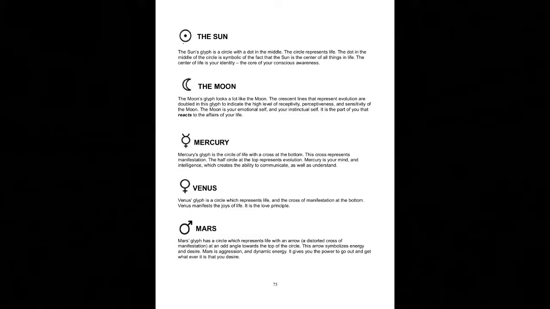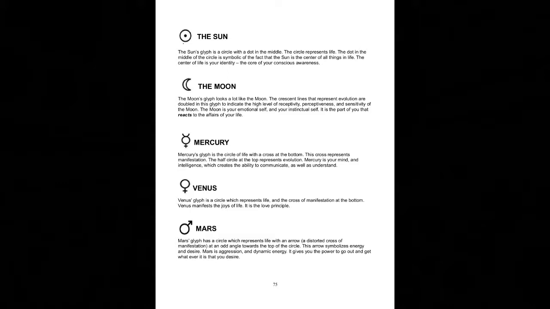Mercury. Mercury's glyph is the circle of life with a cross at the bottom. This cross represents manifestation. The half circle at the top represents evolution. Mercury is your mind and intelligence, which creates the ability to communicate as well as understand.